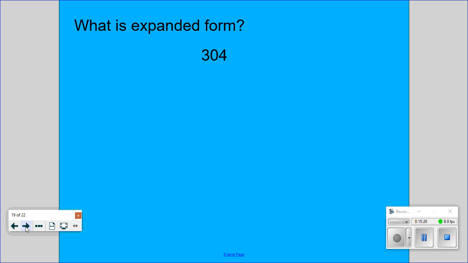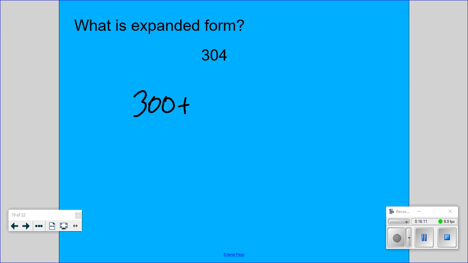304. This one's a little tricky. There is a zero in this number. 304. Start with our furthest most digit. It's a three. What is that three worth? Dominic? 300. Plus. What comes next? Zero. Right?